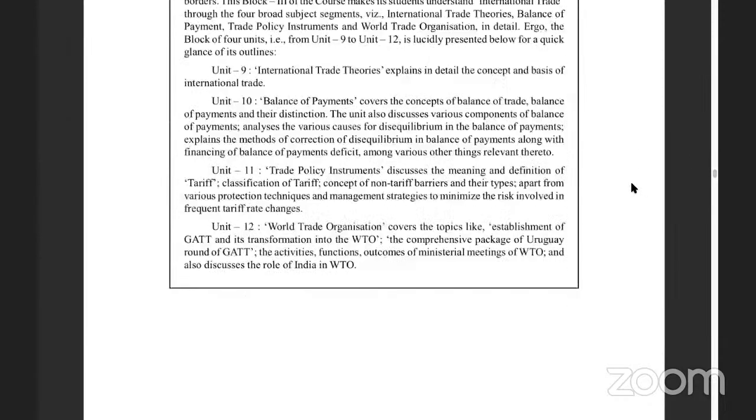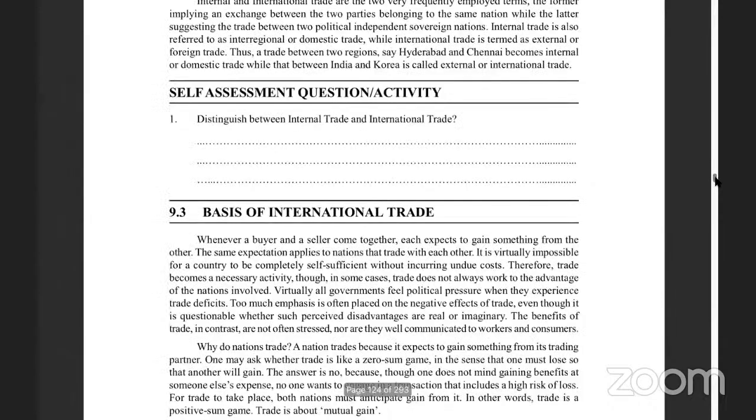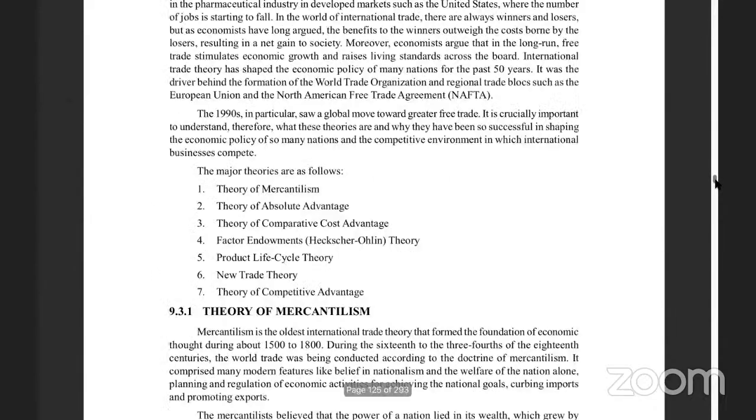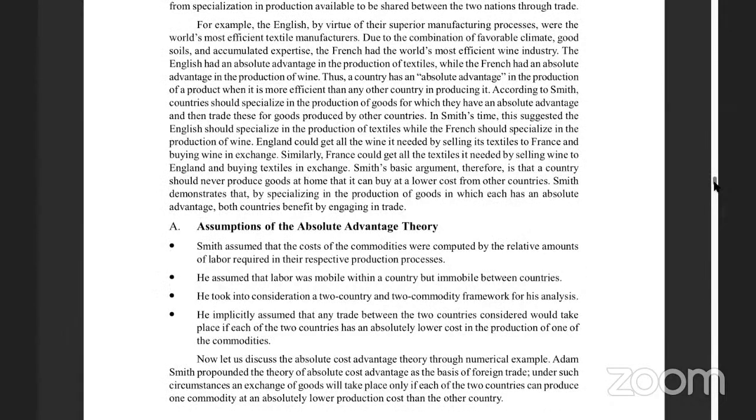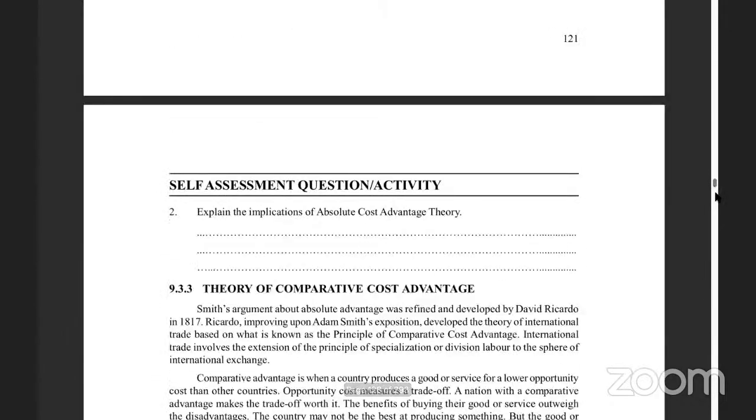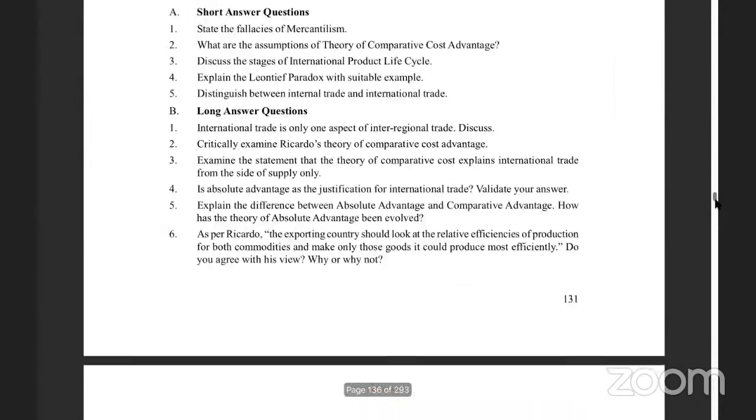Block 3. I think the question paper would be relatively easy, right? It's going to be easy. Textbook, last model paper given.